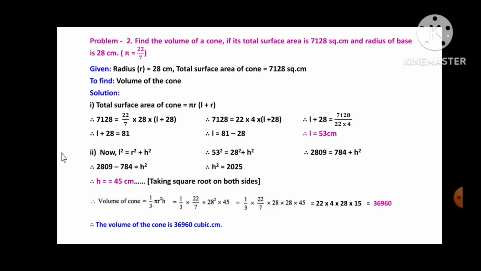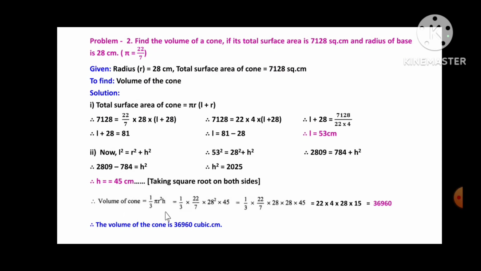Now we'll find H by using the formula L square is equal to R square plus H square. L's value is 53, just calculated. 53 square is equal to 28 square plus H square. The squares of 53 and 28 are 2809 and 784. Therefore 2809 is equal to 784 plus H square. Therefore 2809 minus 784 is equal to H square. Therefore H square is equal to 2025. Taking square root on both sides, we are getting the value of H as 45.